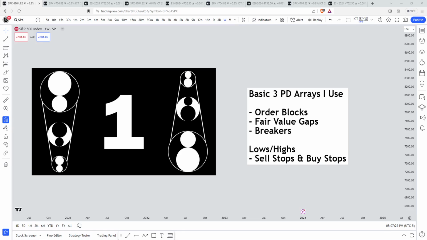I'm going to be diving into the basic 3 PD arrays that I use. This will just be a very beginner friendly video. I'm going to dive into order blocks, fair value gaps, and breakers. And we'll also be talking about sell side liquidity and buy side liquidity, or as I have noted, sell stops and buy stops here. I'm not going to be talking about the model in this video, but you need to understand the basics and the fundamentals behind these 3 PD arrays before you can understand the model that I'm going to teach later in this series.